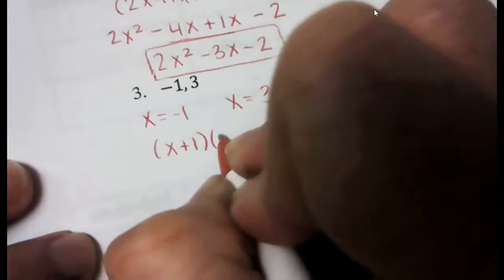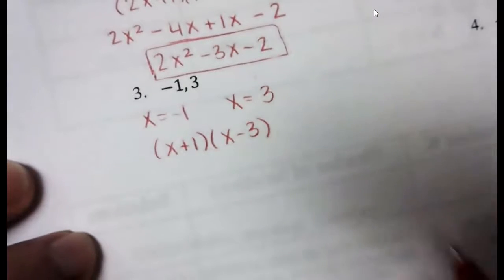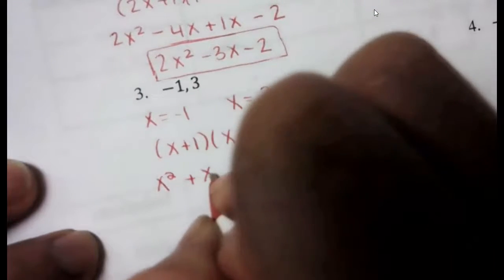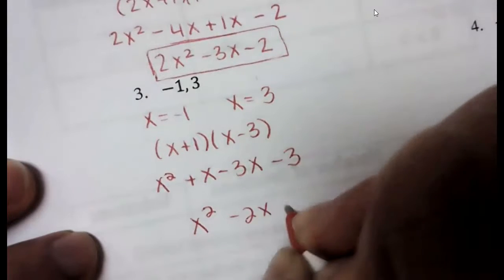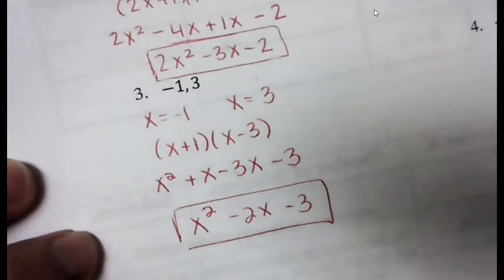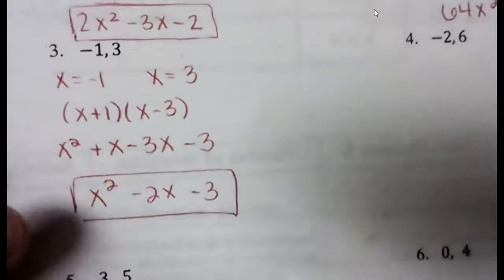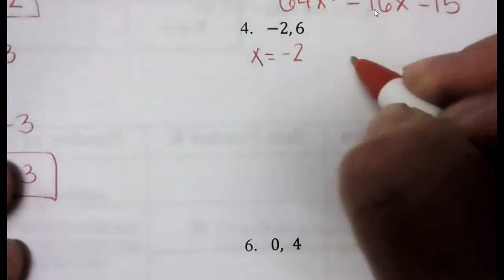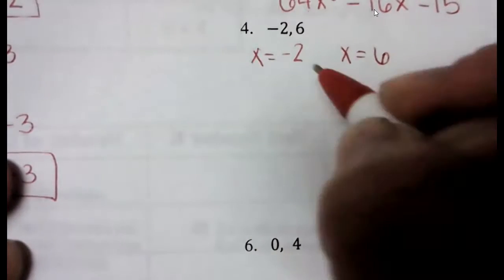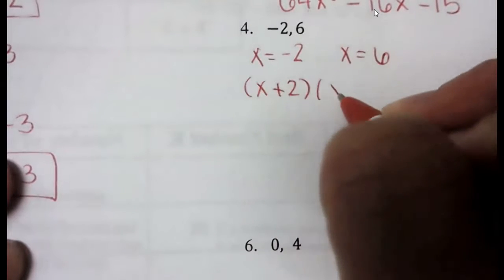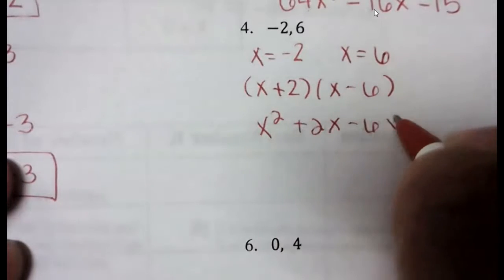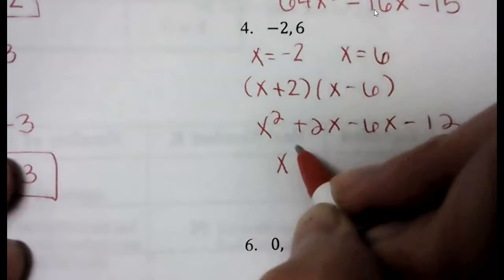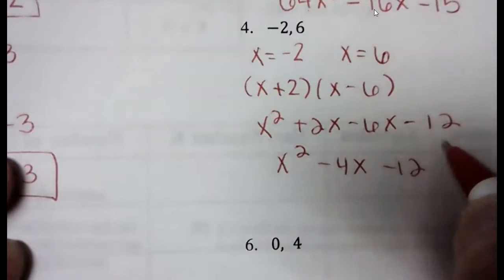So you get x plus 1, x minus 3. So you get x squared plus x minus 3x minus 3. Or x squared minus 2x minus 3. Number 4, x equals negative 2, x equals 6. So that becomes x plus 2, x minus 6. X squared plus 2x minus 6x minus 12. X squared minus 4x minus 12.